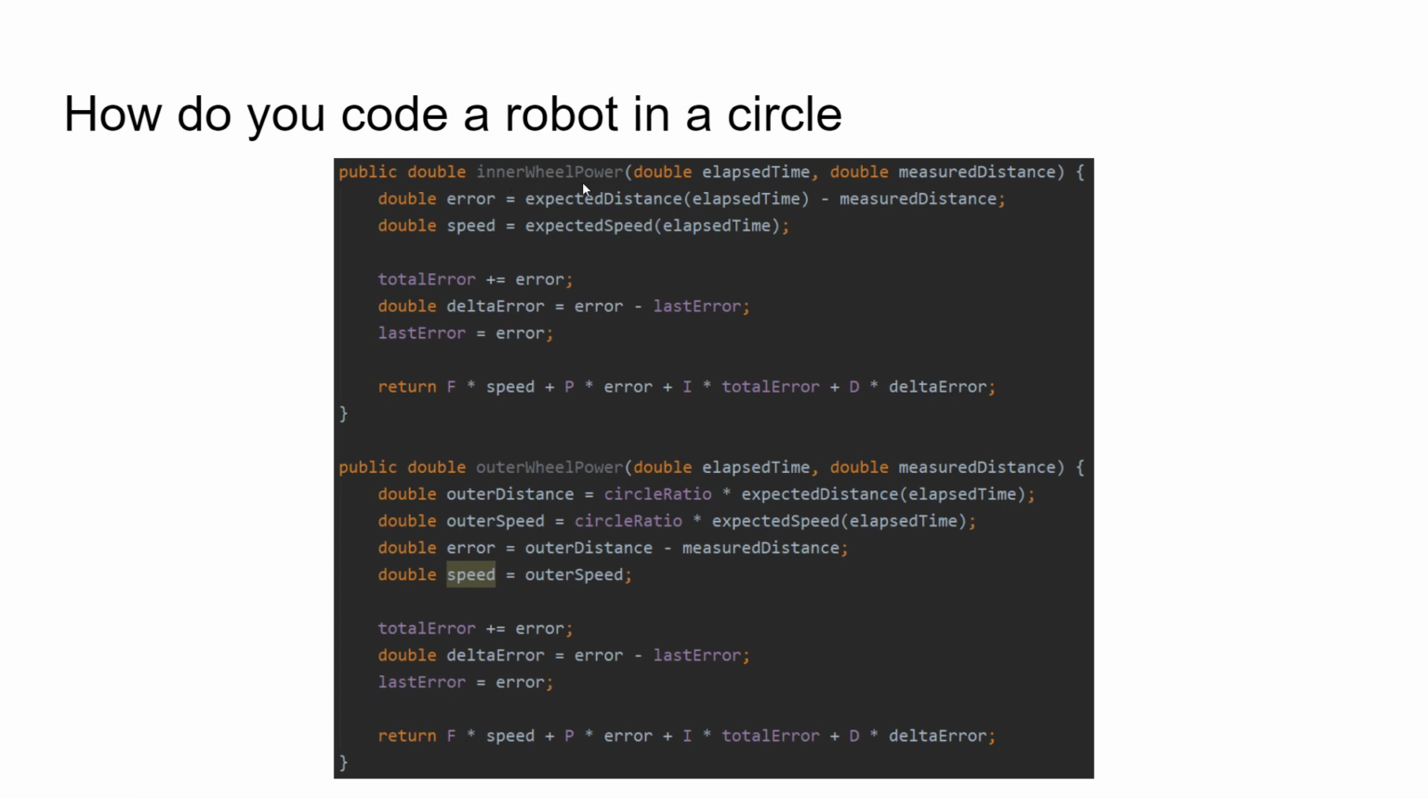The inner wheel power function is completely identical to the function we had before for power, right? No differences at all. And the outer wheel formula is actually nearly identical. The only difference here is that to find the outer distance, we take the expected distance, so the inner distance, we multiply that by the circle ratio. And to find the outer speed, take the inner speed, multiply by the circle ratio. Pretty clean and easy. And then we just substitute those values in, and that's going to give us the power we need for our outer wheel.